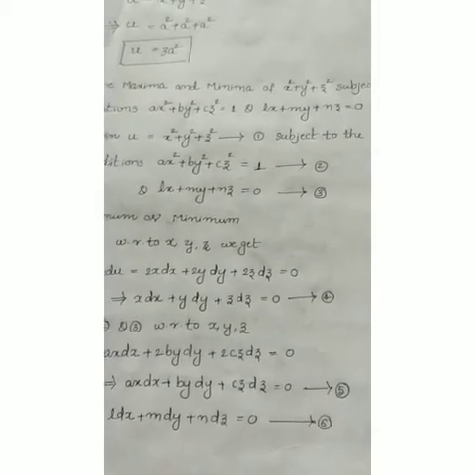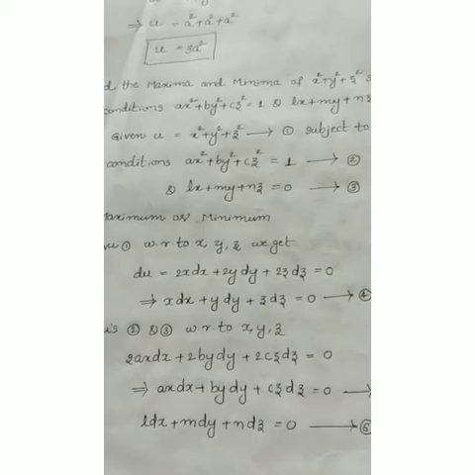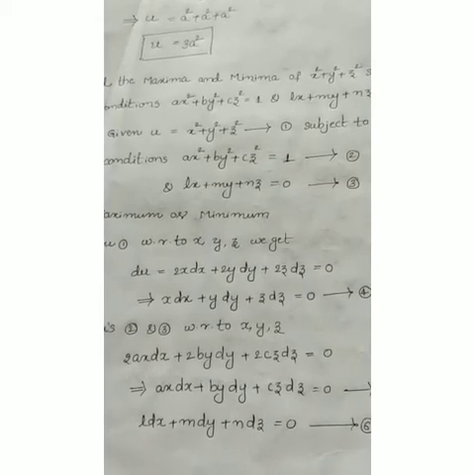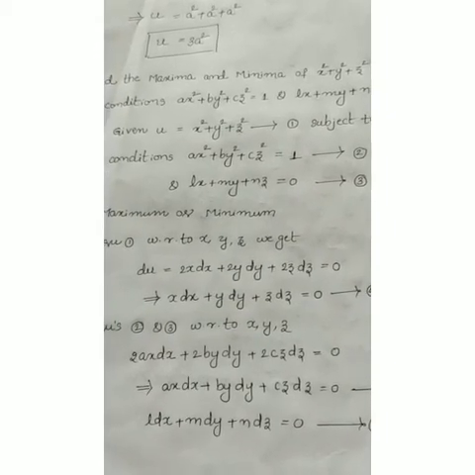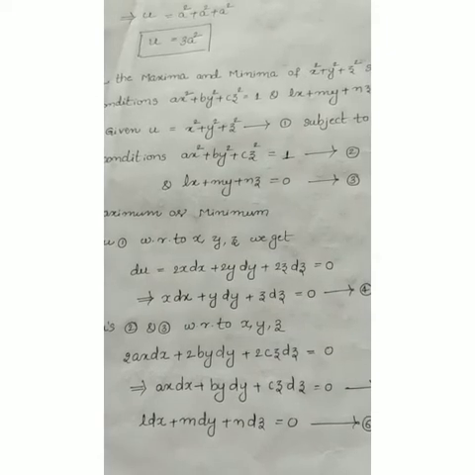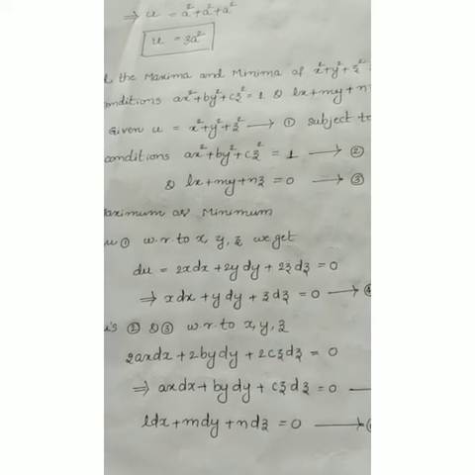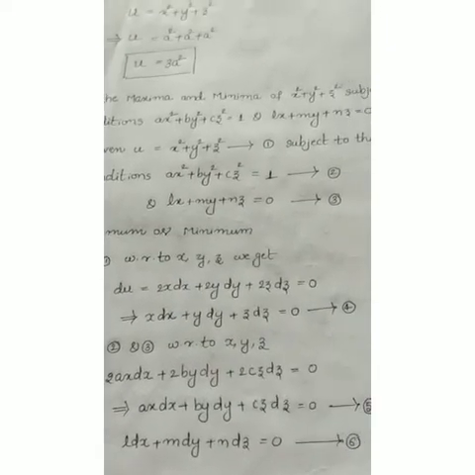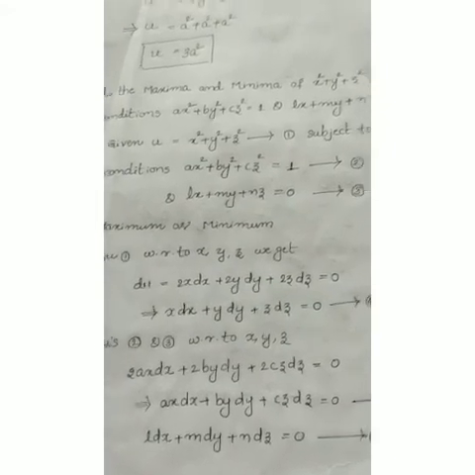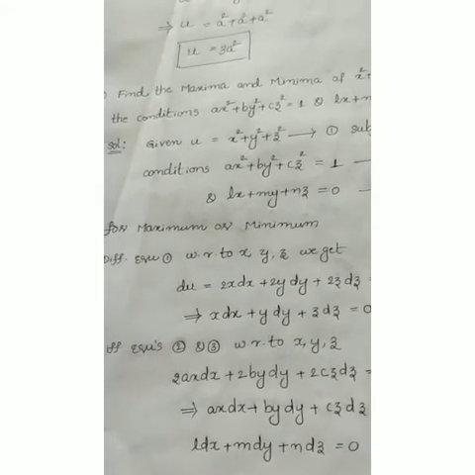And the given conditions, subject to the conditions ax² + by² + cz² = 1 and lx + my + nz = 0. This is equation number 2 and equation number 3. So here they gave 2 conditions for finding the maximum or minimum values.